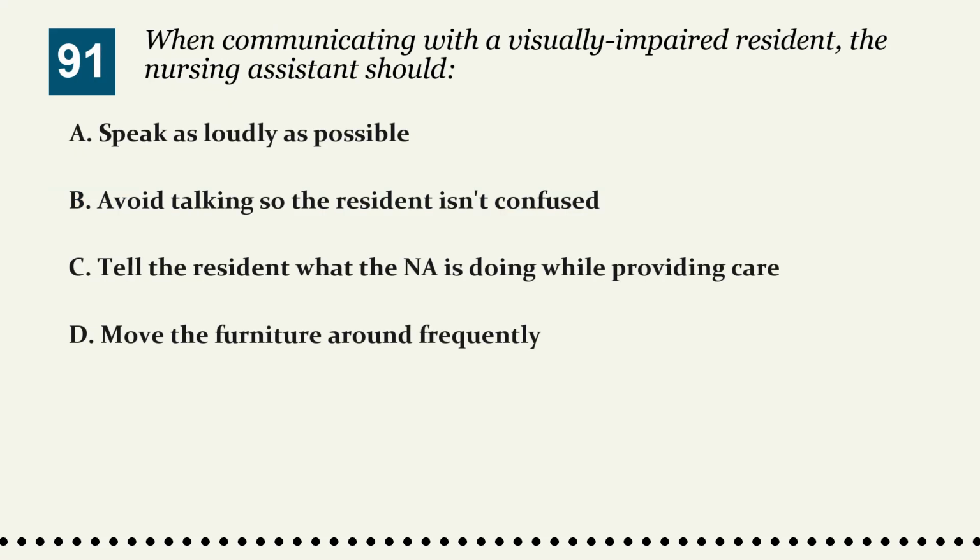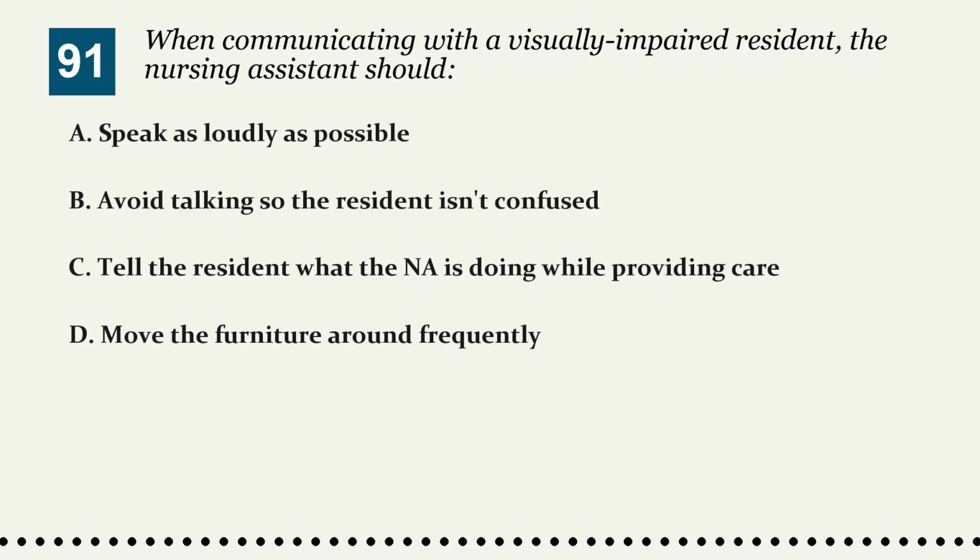Question 91. When communicating with a visually impaired resident, the nursing assistant should: Option A, speak as loudly as possible. Option B, avoid talking so the resident isn't confused. Option C, tell the resident what the NA is doing while providing care.